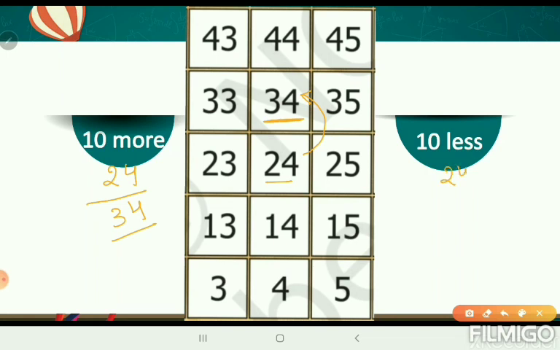Again, if I'm finding 10 less than 24, I'm subtracting 1 from the tens place. So 2 minus 1 is 1. So that means one step down should be 14. So here my answer is 14. So whenever we are finding 10 more or 10 less than a number, we are either adding 1 to the tens place or subtracting 1 from the tens place according to the question.